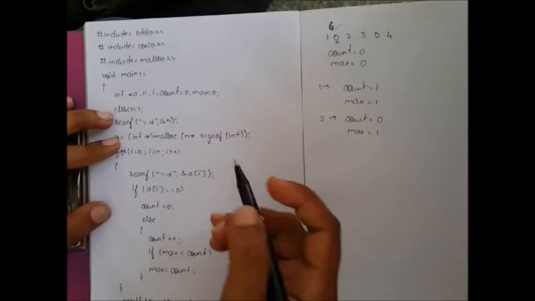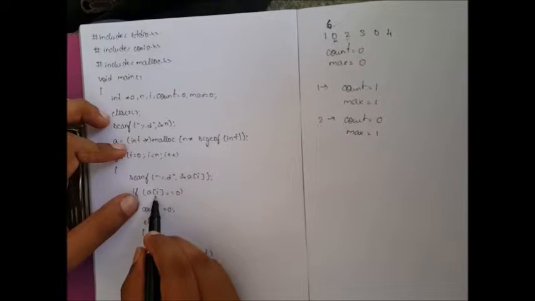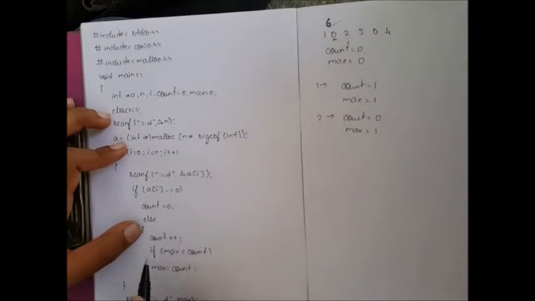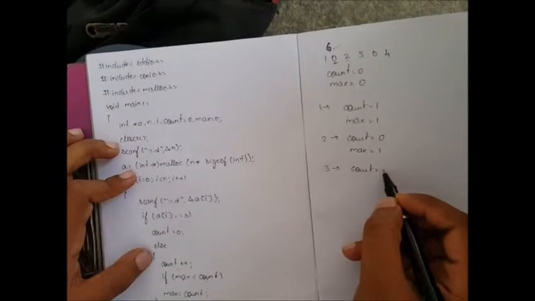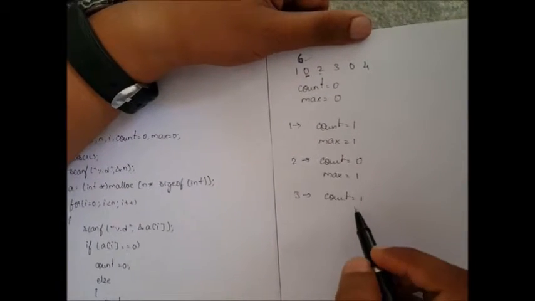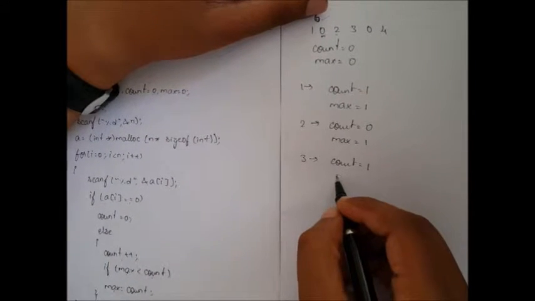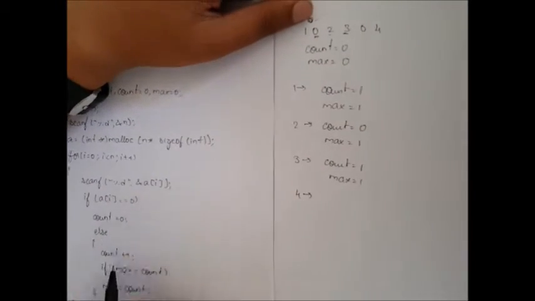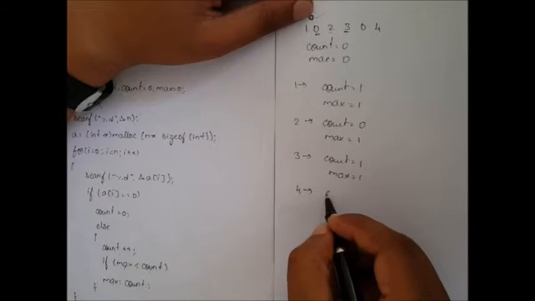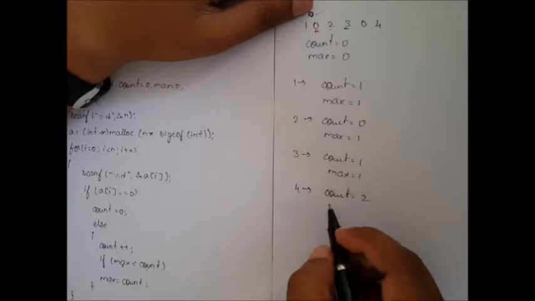We scan the third element, that is 2. Here the value is not equal to 0. So count plus plus, count equal to 1. Max 1 less than 1, not true. So max would be equal to 1. Fourth case, here the element is 3. So count plus plus, count would be equal to 2. Max 1 less than 2. So max would be equal to 2.